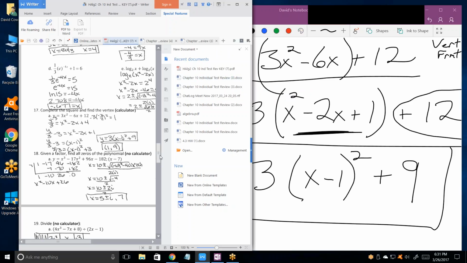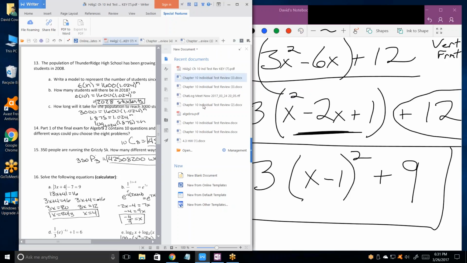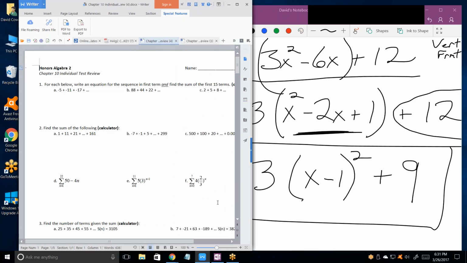Hold on. Why isn't it going back to the original problem? Okay. There we go. It's clicking on the wrong thing. I guess it didn't like me clicking on recent documents. It made me click on the tabs at the top. Alright, I guess I can close that out if it doesn't do any good.